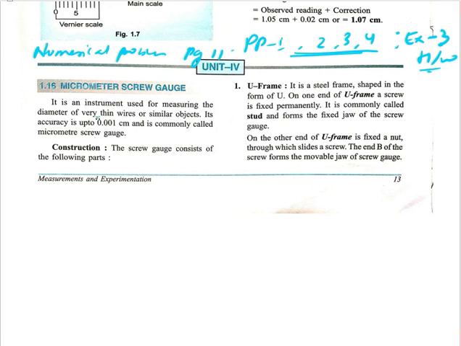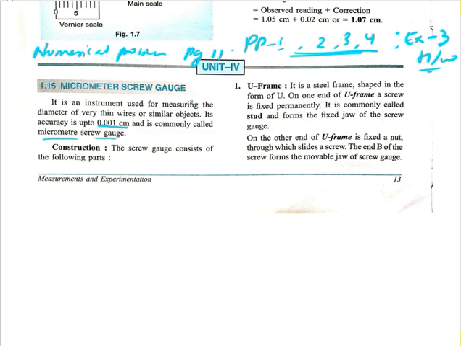It is an instrument used for measuring the diameter of very thin wires or objects, and its accuracy is up to 0.001 centimeter. It can measure very thin wires, whereas with our vernier calipers, the division was up to 0.01. So with the help of a screw gauge, we can measure very thin wires and calculate the diameter too. It is commonly used as a micrometer, and it is commonly called a micrometer screw gauge.